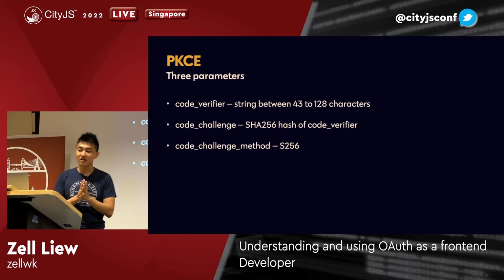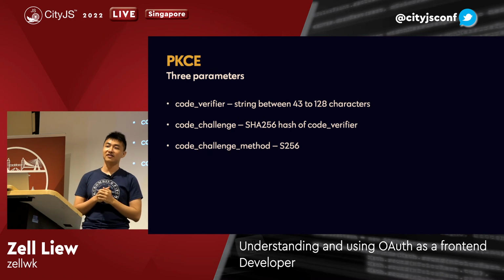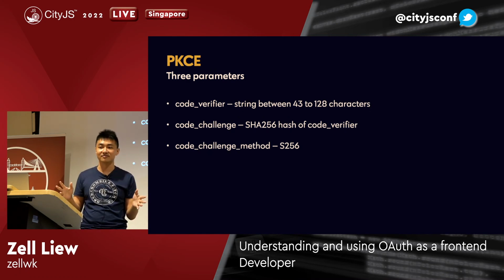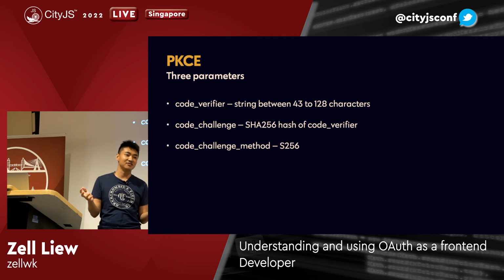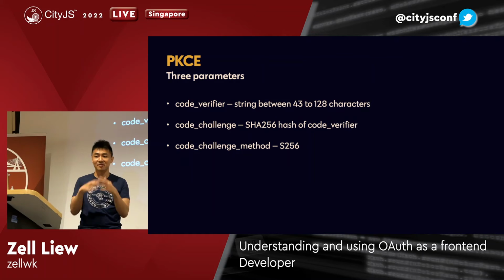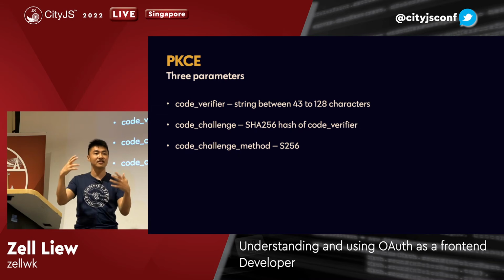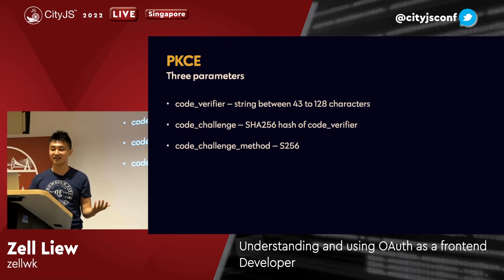Now, for code challenge, it's going to be a SHA-256 hash of the code verifier. And that is the only hashing algorithm. You cannot use any other hashing algorithm. And code challenge method is going to be S256, which stands for SHA-256. Well, there is an alternative, which is called plain, but then code verifier and code challenge will be the same value, so there's no point doing plain. But plain is good for testing when you're starting out. And once you get the idea of how things go, you always have to do S256. So that's what PKCE is.